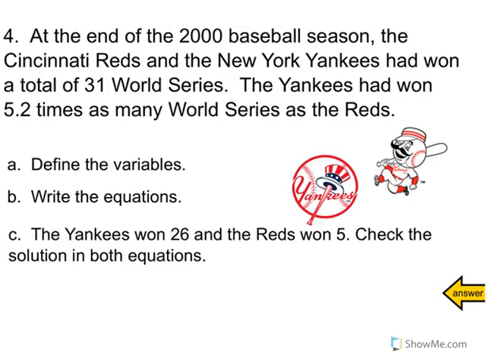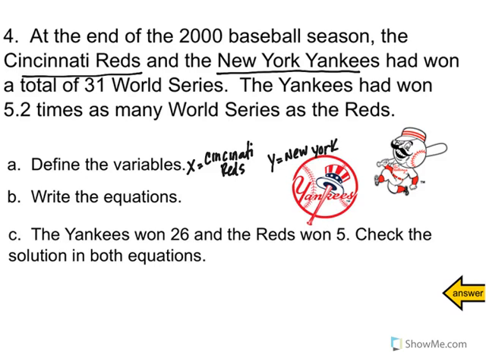Okay, we have at the end of the 2000 baseball season, the Cincinnati Reds and the New York Yankees had won a total of 31 games. Okay, I have two quantities here, New York Yankees and Cincinnati Reds. So my two variables are going to be Cincinnati Reds. So there's my two quantities. And New York Yankees. And it's going to be their games won, so we'll just say wins. Because it said they had won a total of 31 games.